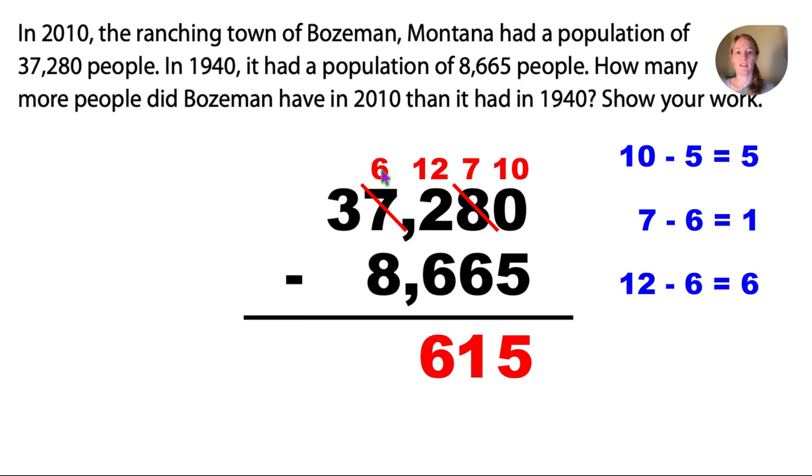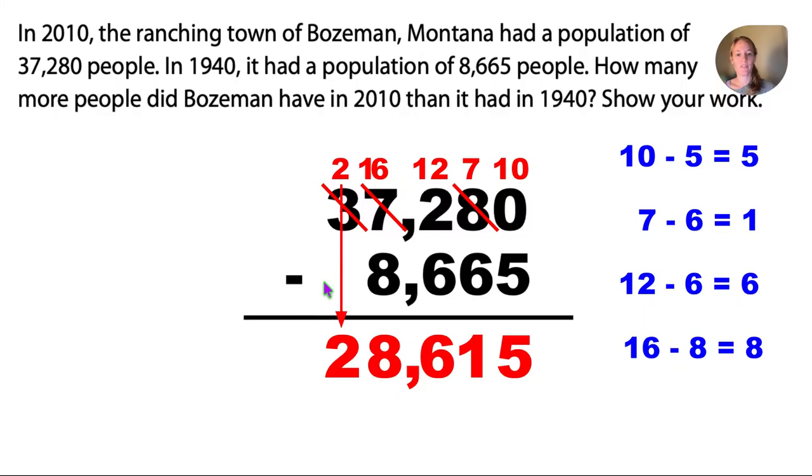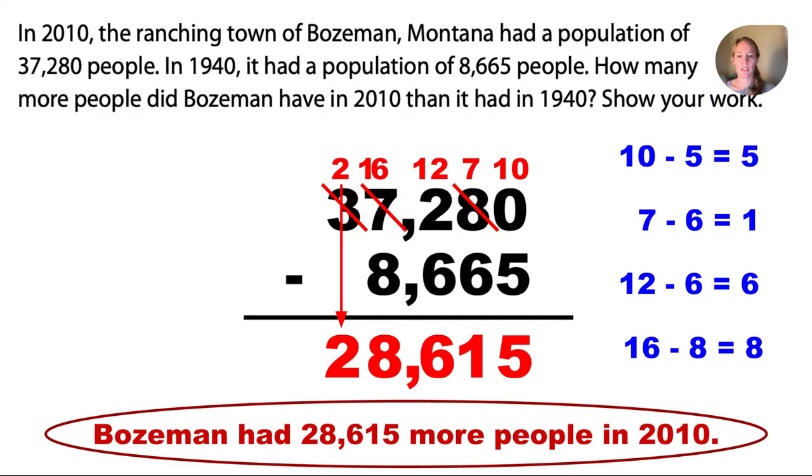You can't take 8 from 6, so I'd have to go to the next place value, which is the 10,000s. So if I take a 10,000 away and bring it to the thousands, because a 10,000 is just 10 thousands, I would now have 16 thousands. So 16 minus 8 is 8,000, and then I would just bring down this 2 because it's not subtracting anything. So my answer would be Bozeman had 28,615 more people in 2010.